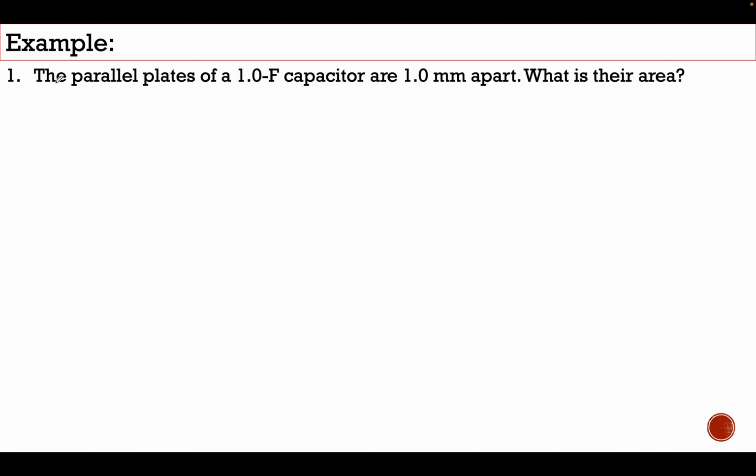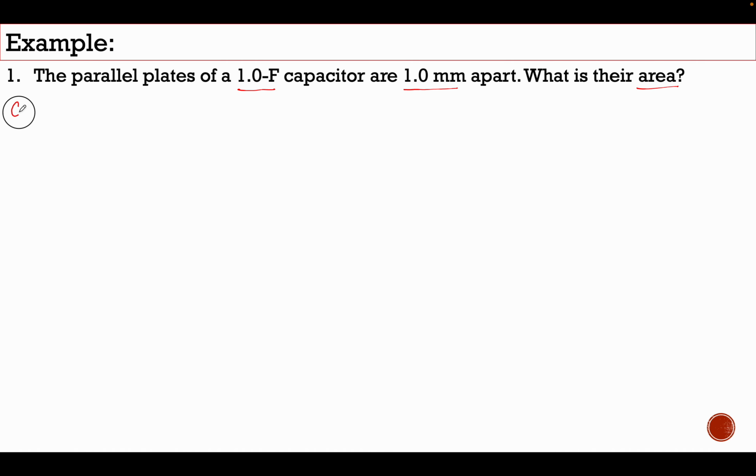Okay, so we have here our first example. The parallel plates of a 1 farad capacitor are 1 millimeter apart. The question here is, what is their area? This is an example of a parallel plate capacitor.